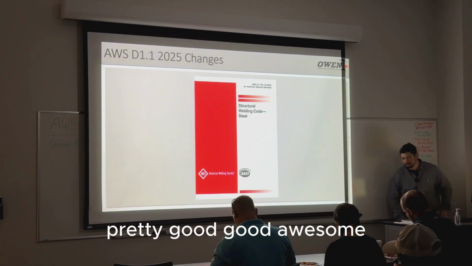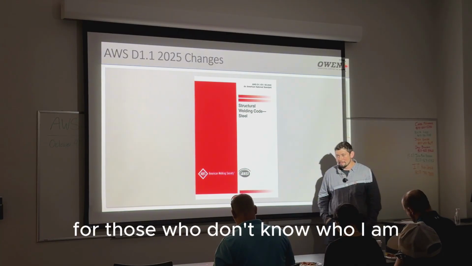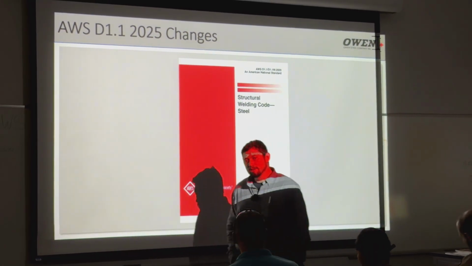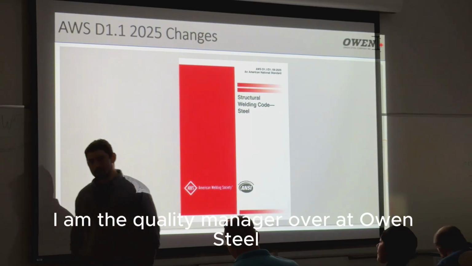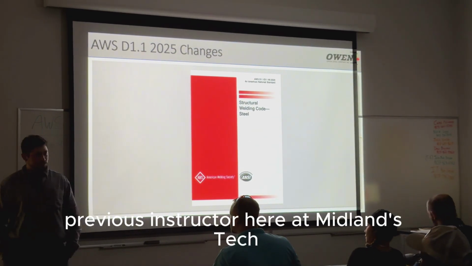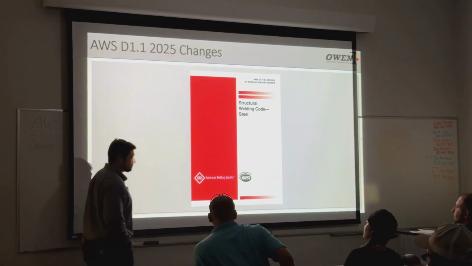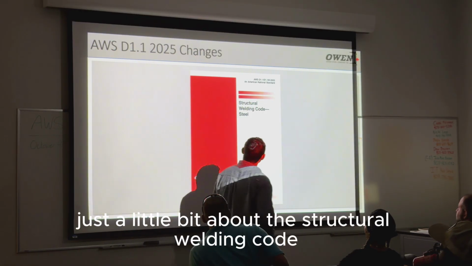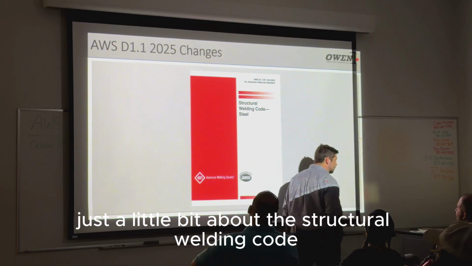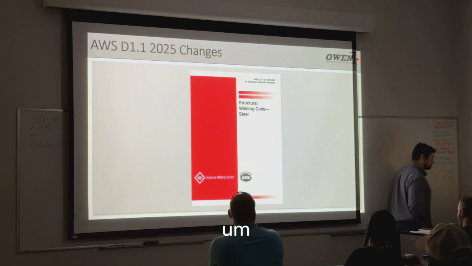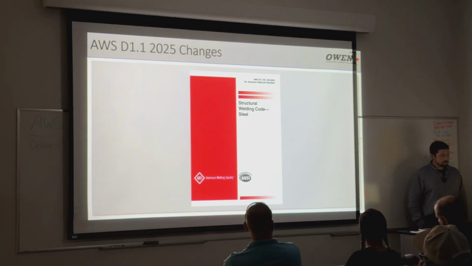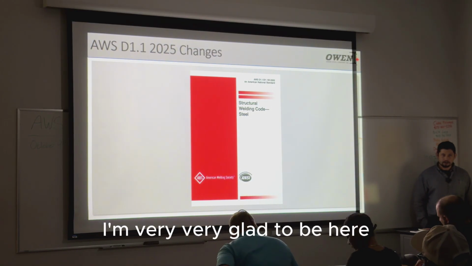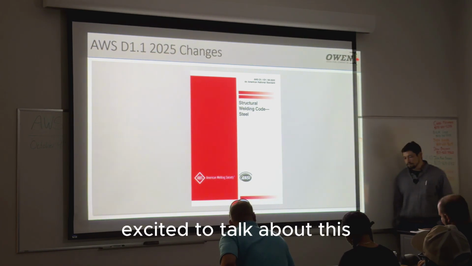Good. Awesome. For those who don't know who I am, my name is Griffin Sturkey. I am the quality manager over at Owen Steel, previous instructor here at Midlands Tech. I know just a little bit about the structural welding code. Very glad to be here. Excited to talk about this.